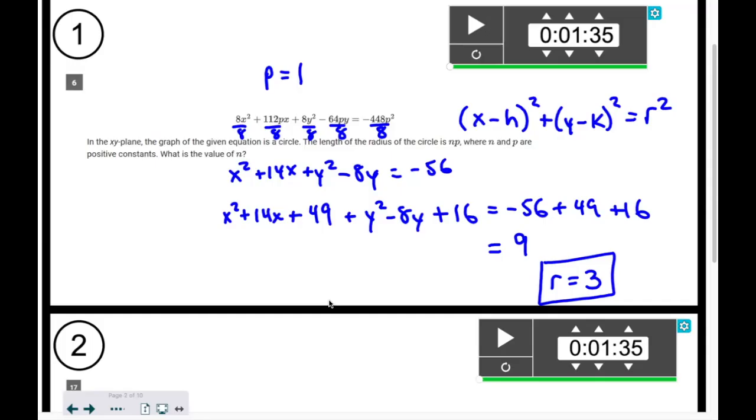But just to finish going over, I'll show you two things. Just to make sure we understand all the concepts, this would become x plus 7 squared, and this would become y minus 4 squared. So then we would know that the center was negative 7, 4, which again, this problem does not ask. But I just want to go over that because some problems might ask that.